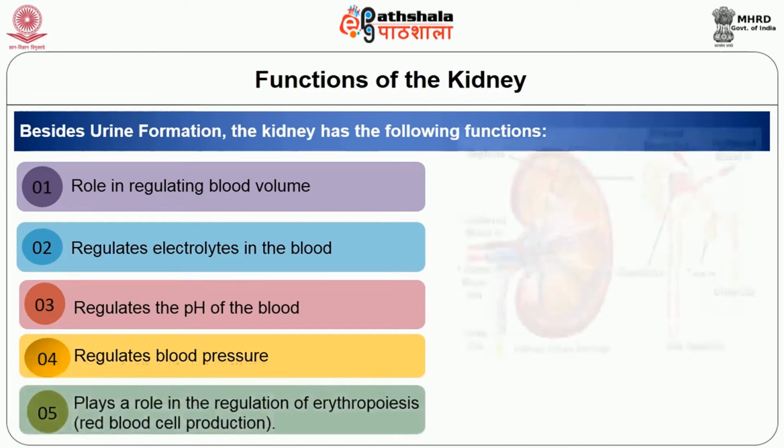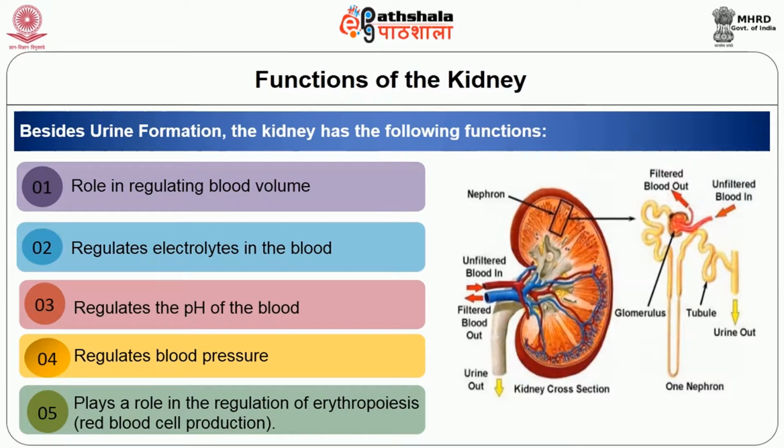The kidney also plays a role in the regulation of erythropoiesis, that is, red blood cell production. When the number of red blood cells decreases, the level of oxygen in the blood will also decrease. This causes the kidneys to secrete a substance called erythropoietin. Erythropoietin travels to the bone marrow and causes it to produce more red blood cells.